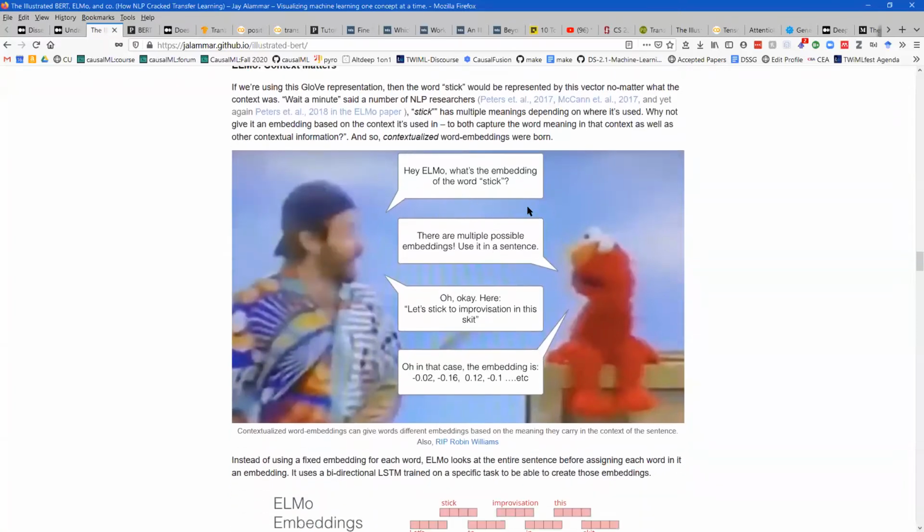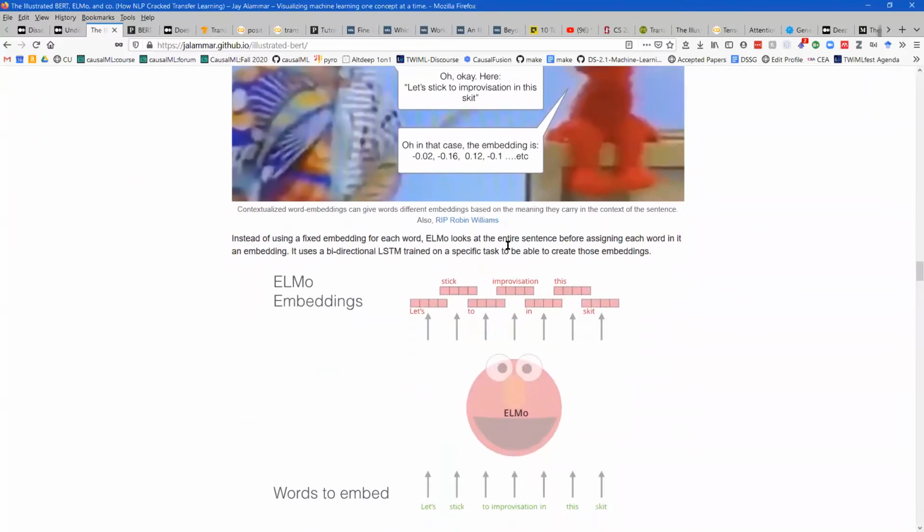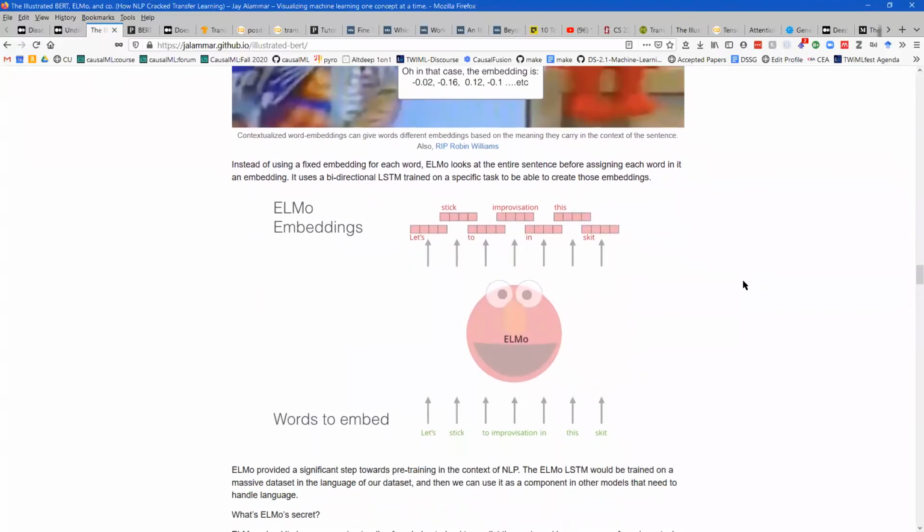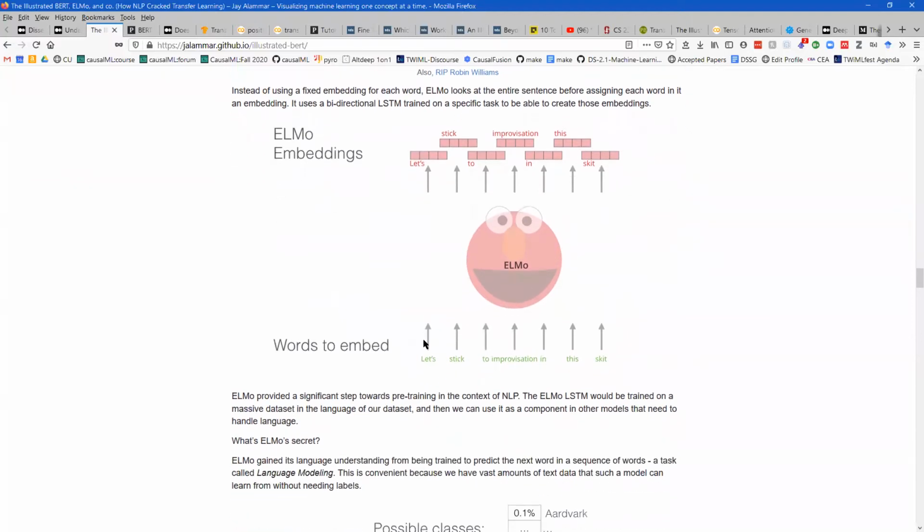So here, the cartoon says if you want to find the embeddings of a word, give me a sentence in which it's used. So he gives the sentence, and then he says, okay, now I can tell you the embeddings. So it says here, instead of using a fixed embedding for each word, ELMo looks at the entire sentence before assigning an embedding. So input sentence, ELMo. ELMo then finds the right embeddings for the word.